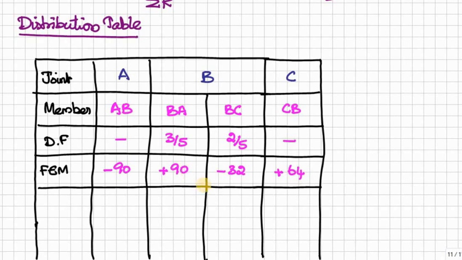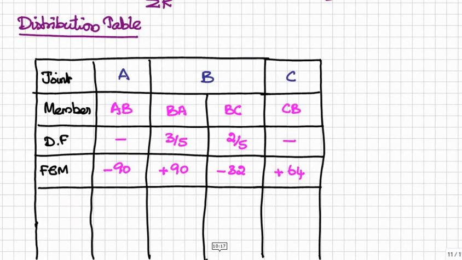Therefore, the balance moment, the extra moment, we have to distribute according to this distribution factor to each span, so that the joint B will be in equilibrium. There is no balance moment. Now, here plus 90, here minus 32. If you sum up these two, we will get plus 58 kilonewton meter. That is, we have positive 58 kilonewton meter moment extra.